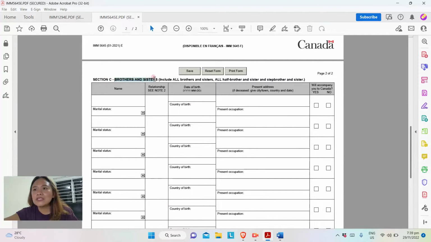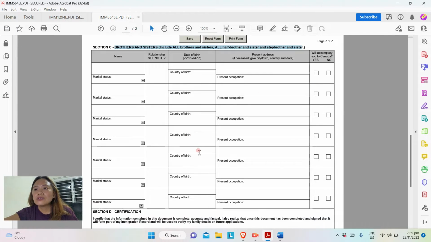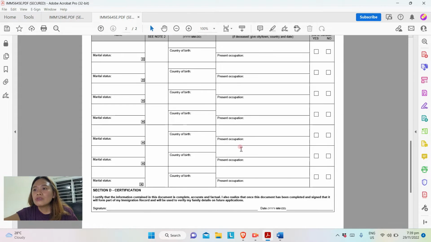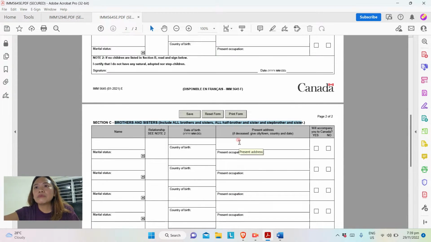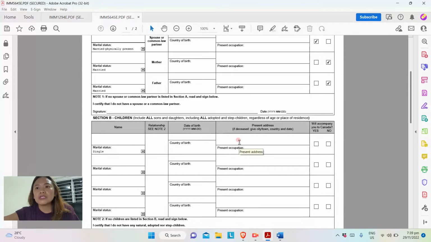Section C, brothers and sisters. The same thing. All brothers and sisters, all half brothers and sisters, and step brothers and sisters. Okay? So there's a lot of space, but if it's still not enough, you can print additional pages if it's not enough.